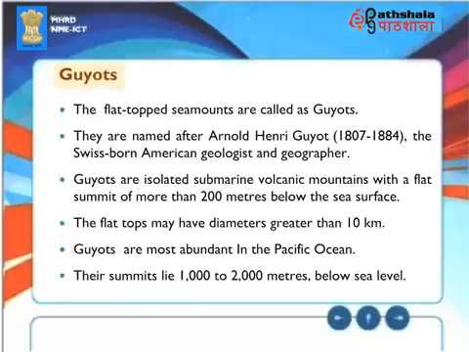Guyots. The flat-topped seamounts are called guyots. They are named after Arnold Henry Guyot, 1807 to 1884, the Swiss-born American geologist and geographer. Guyots are isolated submarine volcanic mountains with a flat summit more than 200 meters below the sea surface. The flat tops may have diameters greater than 10 kilometers. Guyots are most abundant in the Pacific Ocean. Their summits lie 1,000 to 2,000 meters below sea level.